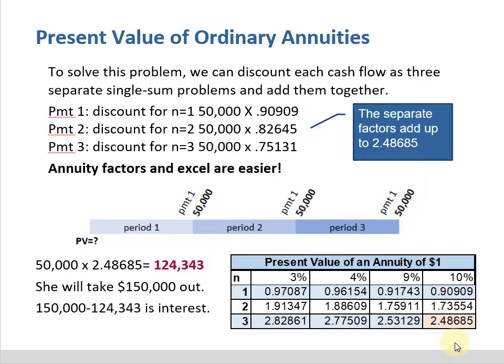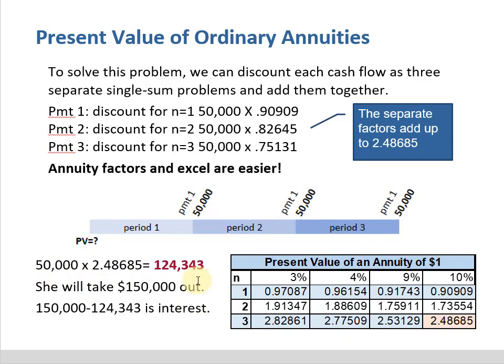These factors add up to 2.48685, and that's what the present value of an ordinary annuity factor is for 10% in 3 years. You use the factor the same way we did with our future value example. Multiply the annuity amount times the factor, and we get 124,343.